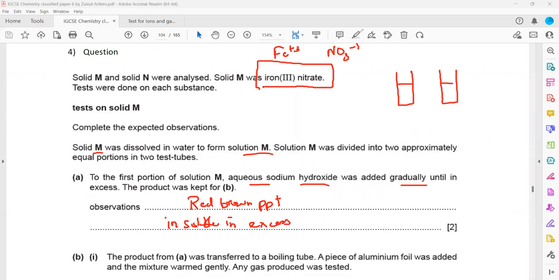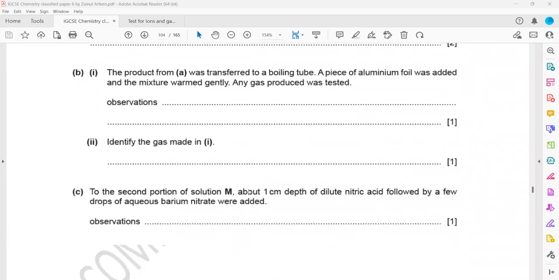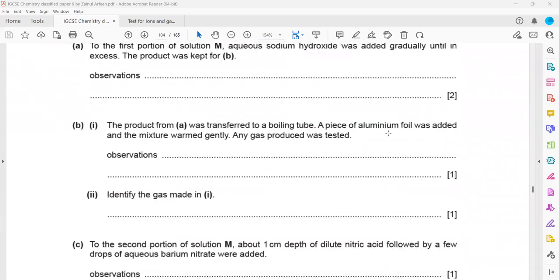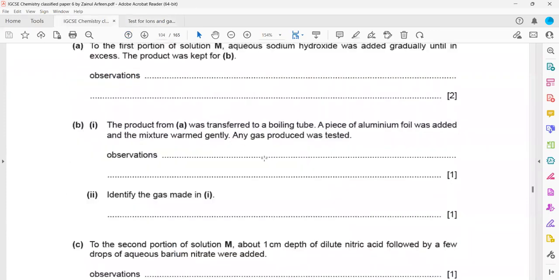The next part: the product of A was transferred into a boiling tube and aluminum foil is added. So first we add sodium hydroxide and aluminum foil. What is this test for? Can you identify what this test is for? Nitrate ion. You can see we add sodium hydroxide, then aluminum foil, and then we warm. As a result, if it's a nitrate ion, it will give off ammonia gas, which will turn damp red litmus blue.